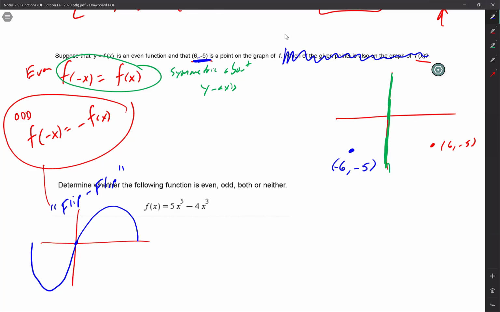Well, this right here was f of x. Look at that. That's f of x. So essentially what you have is f of negative x equals negative on the outside, with f of x on the inside. See? Because this is an odd function.